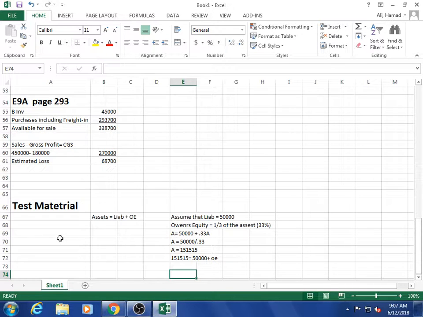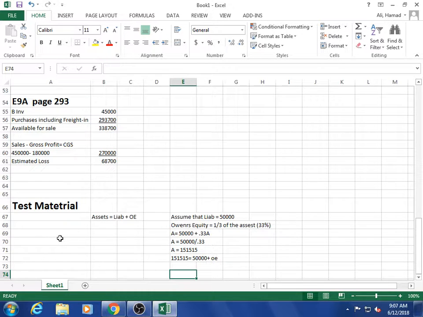We've done that before. Find the owner's equity at the beginning of the year and at the end of the year. We did that on the chapter 1 assignment. That's really easy.